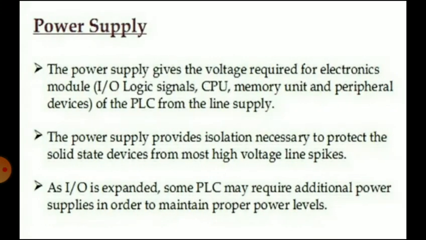Now first, that is power supply. The power supply gives the voltage required for the electronics modules, that is input output logic signals, CPU, memory unit and peripheral devices of the PLC from the line supply. The power supply provides isolation necessary to protect the solid state devices from most high voltage line spikes. As input output is expanded, some PLCs may require additional power supplies in order to maintain proper power levels.